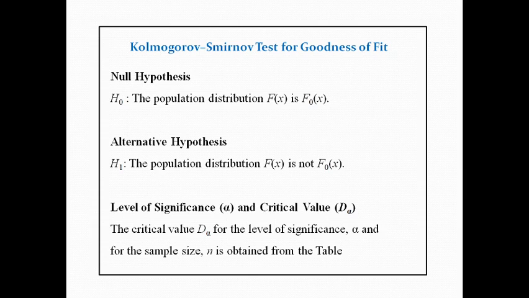Further, we need alpha, the level of significance, and based on this level of significance we find the critical value, or we can say the table value. This value for that particular sample size and your level of significance is obtained from the table. This table is already provided in your statistical tables. Maybe table number 9 is available in your statistical table. You can see this, and we can find the table value.